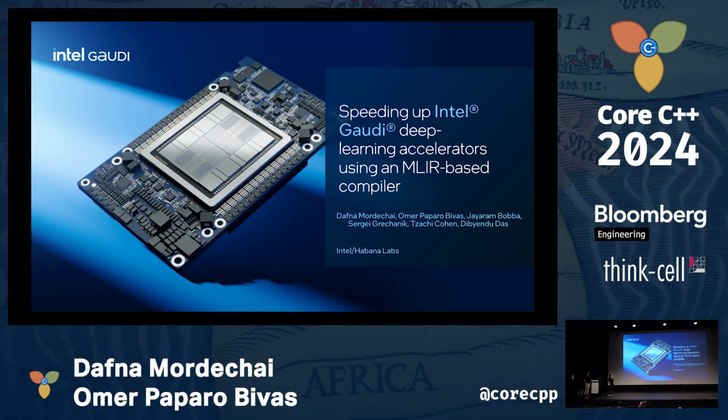A few years ago, I gave a talk in this conference about a new compilation framework named MLIR, which stands for Multi-Level Intermediate Representation. I'm glad that today Omer and I can present some of the things we do with this technology to speed up the Intel Gaudi deep learning accelerator.